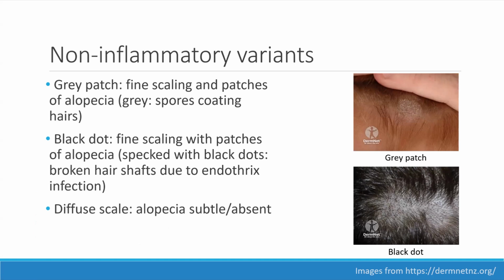For non-inflammatory variants of tinea capitis, grey patch: patients have fine scaling and patches of alopecia. It is grey due to spores coating the hair. Black dot: fine scaling with patches of alopecia, speckled with black dots, which are broken hair shafts due to endothrix infection. And for diffuse scaling, the alopecia can be subtle or absent.